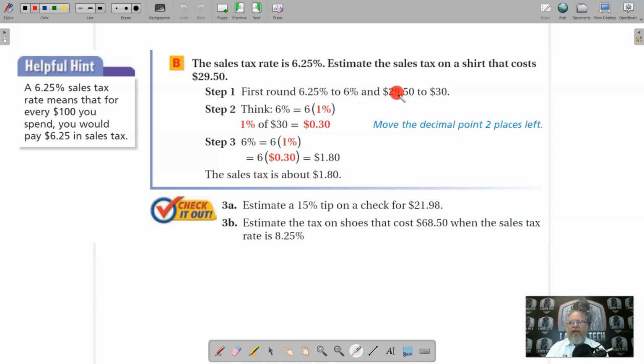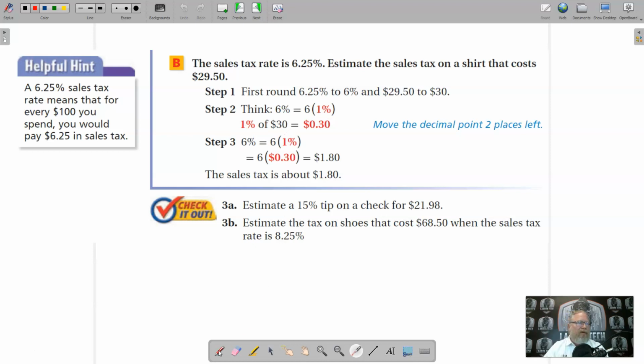And we're going to take the $29.50 and round that up to $30. So first, let's think of 6% as 6 times 1%. Think of this as if I had 1% six times, then I would have 6%. So 6% is equal to 6 times 1%. So what is 1% of 30?